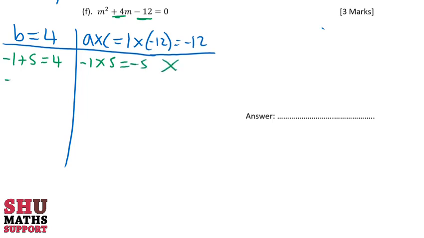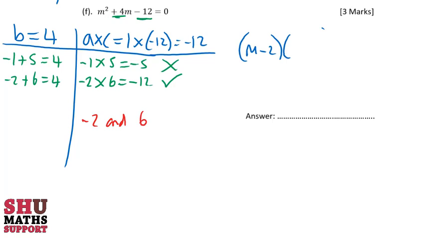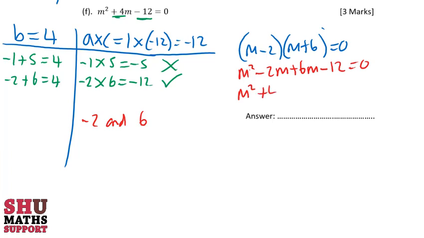So we'll try minus 2 plus 6, which is equal to 4. And then we'll have minus 2 times 6, which is equal to minus 12, which is what we want. So we have m minus 2 times m plus 6 is equal to 0. And then we'll expand the brackets just to make sure we've done the factorisation correctly. So we have m squared minus 2m plus 6m minus 12 is equal to 0. And that gives us m squared plus 4m minus 12 is equal to 0. So we know we've done our factorisation correctly.